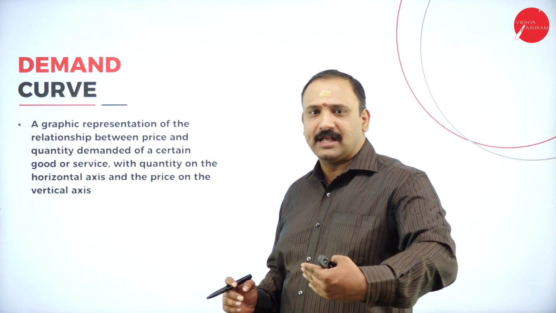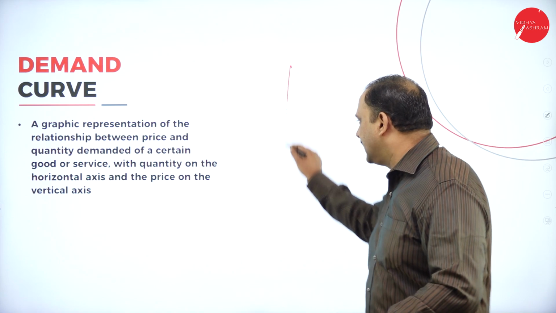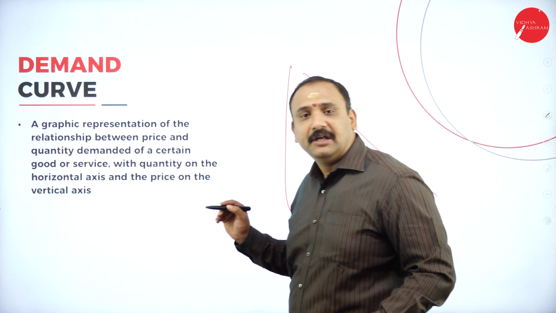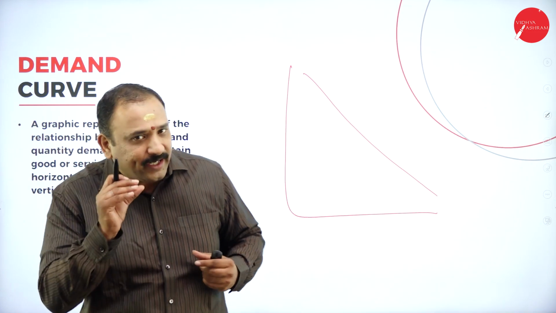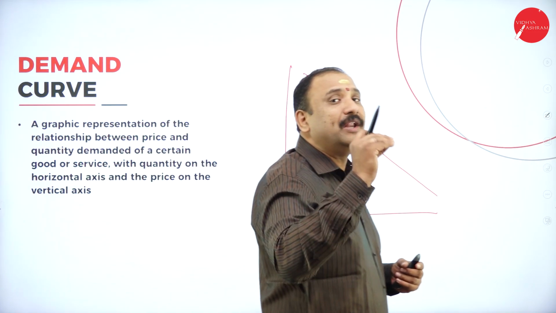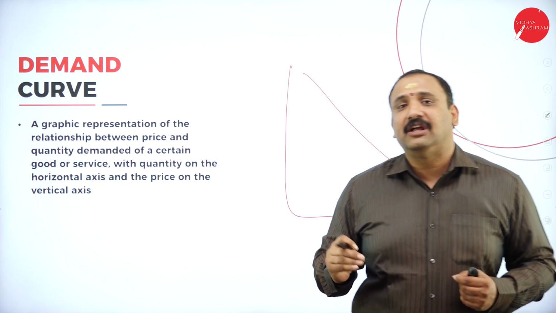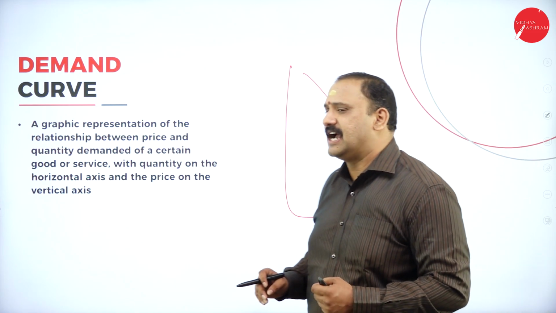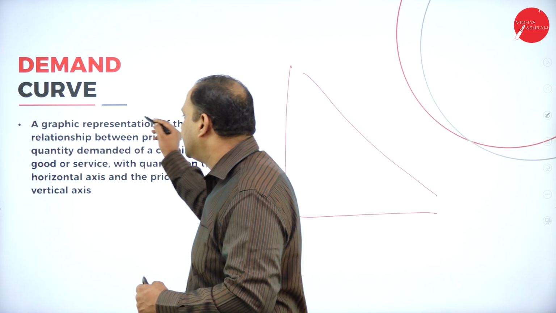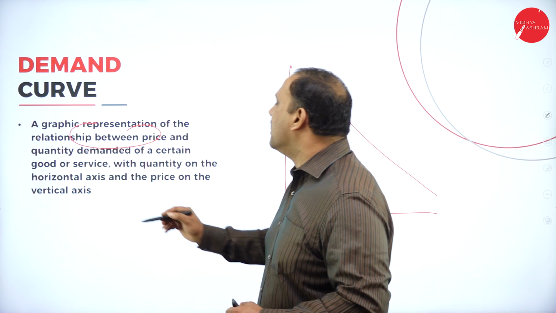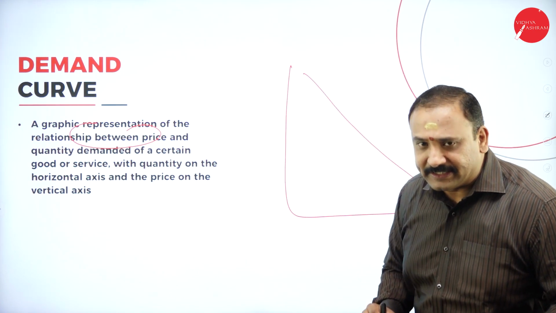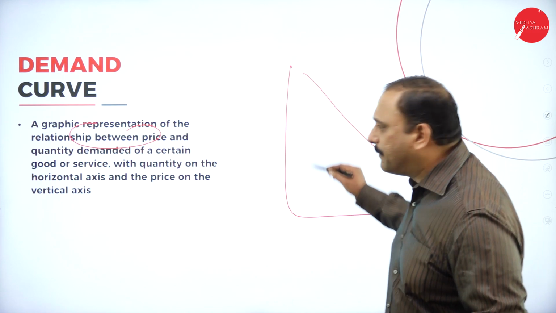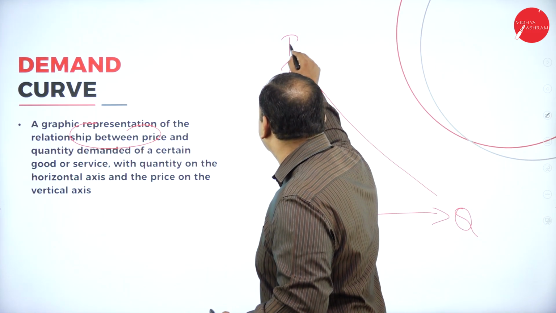All of us know that demand curve is a curve that slopes downwards from the left to the right. But what is this demand curve? Why is it so important when we talk about it in terms of business decision making? A simple thing here is that it's a graphical representation of relationship between price and quantity. So quantity being on the horizontal axis, price being on the vertical axis.